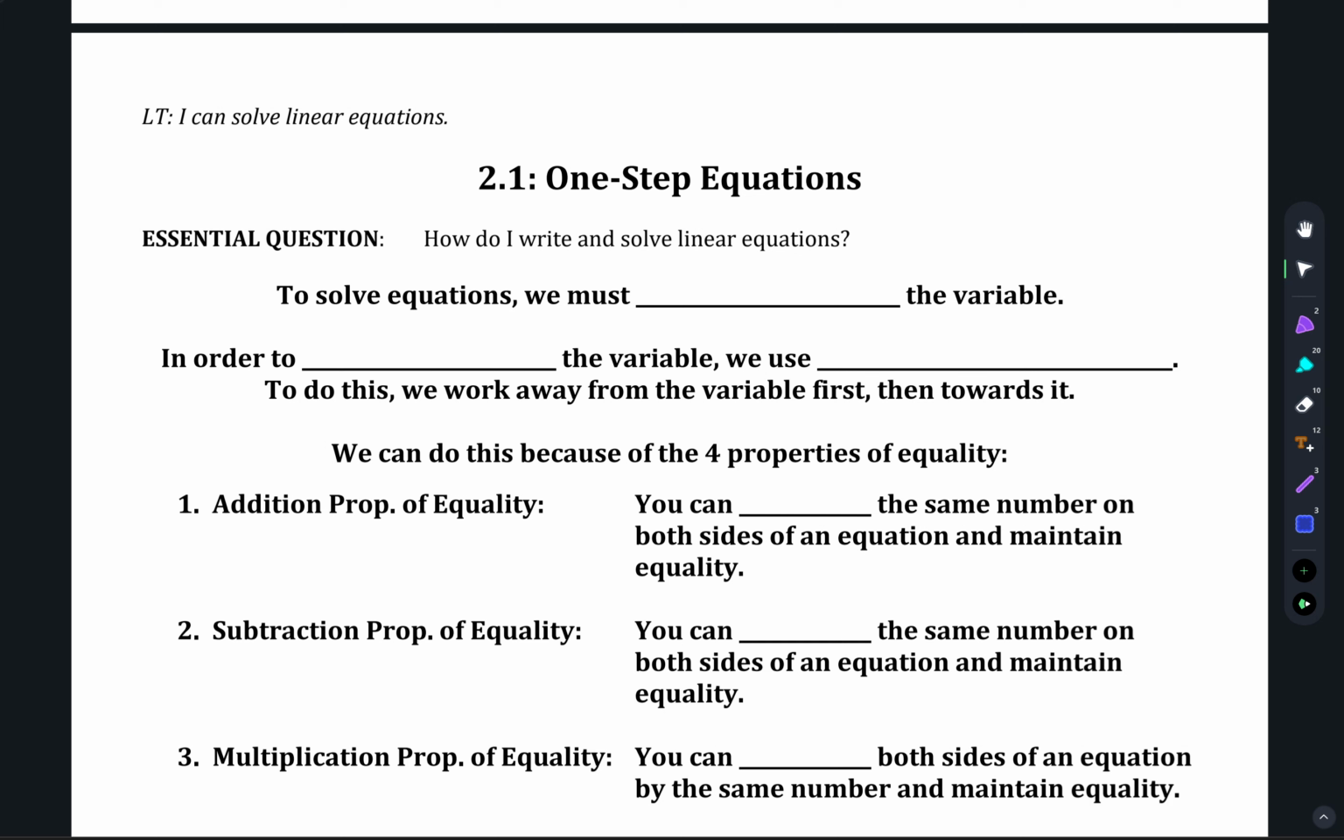So this whole unit is about solving equations. We're going to start out real slow with just one-step equations. When we solve equations with equal signs and variables, our ultimate goal always is to isolate the variable. In order to isolate the variable, we use what is called inverse operations. Inverse is just a fancy way of saying opposite.